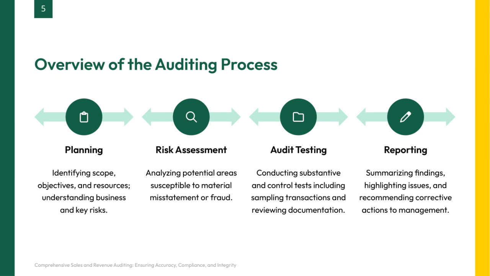Following that, we perform audit testing. This involves carrying out both substantive tests and control tests, which can include sampling transactions and carefully reviewing supporting documentation to ensure everything is accurate and compliant. Finally, in the reporting phase, we compile our findings into a clear summary. We highlight any issues we discovered and provide recommendations for corrective actions to help management improve controls and processes. This structured approach helps ensure the audit is thorough and effective.